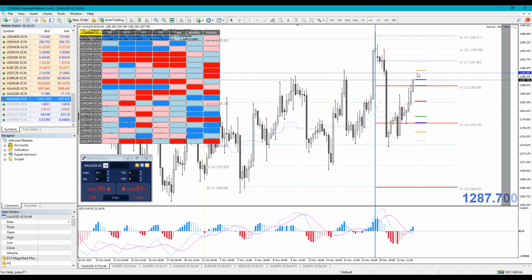So next move should be rejection and close below weekly L3. If the price closes below weekly L3 here, then you probably will be safe to go towards weekly L4. But now it needs to go retest POC zone and close below L3 for a further continuation.